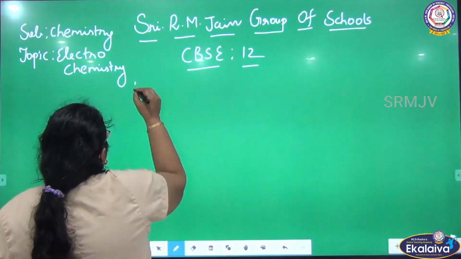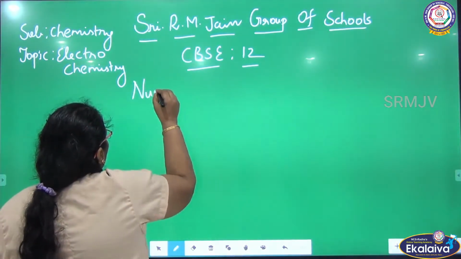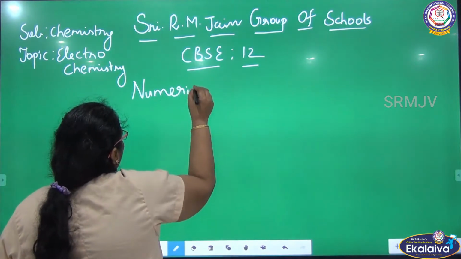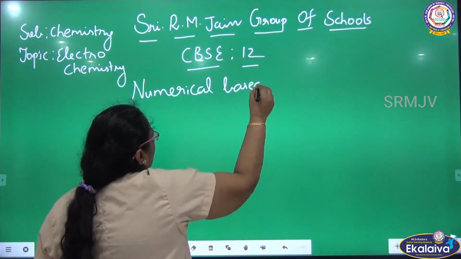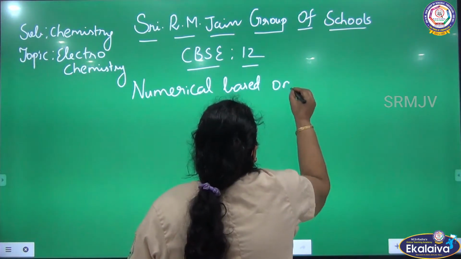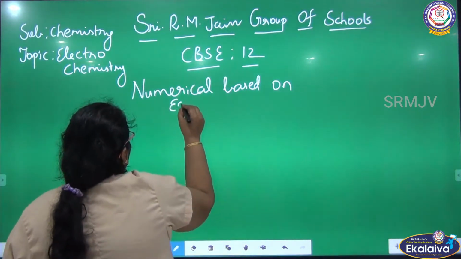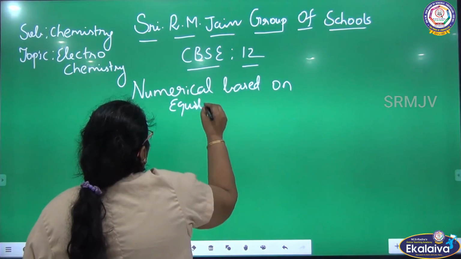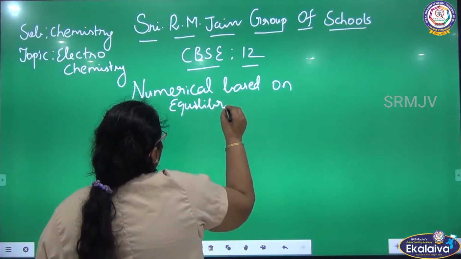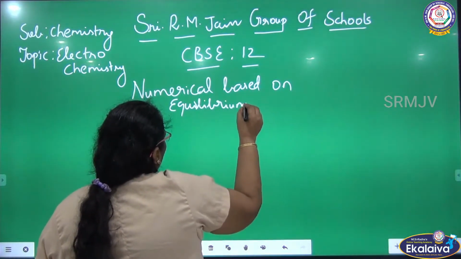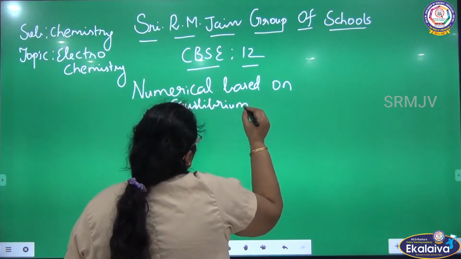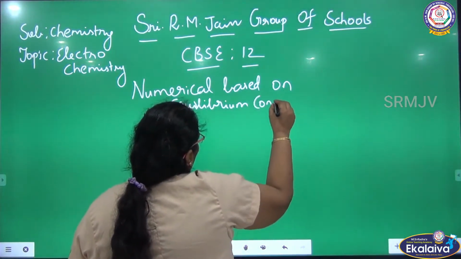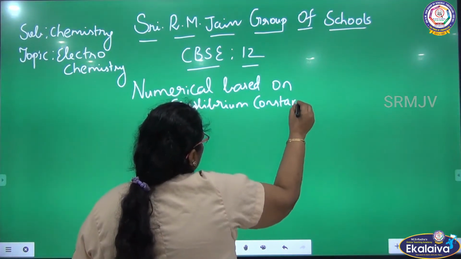Numericals based on equilibrium constant. Very easy sums which will be asked for 3 marks. According to the board exam, this chapter is very important based on numericals. So we are going to talk about the numericals in this lesson.